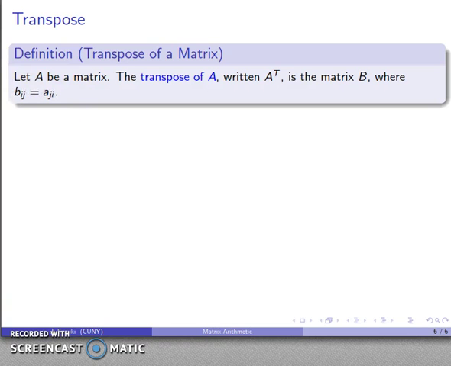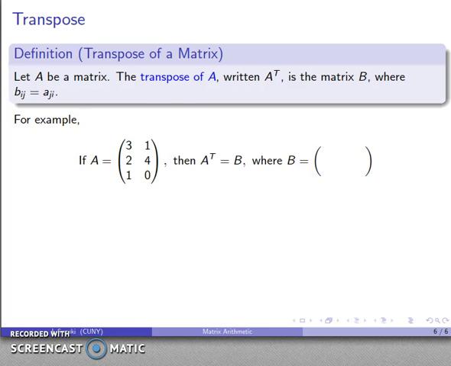Now, the algebra here isn't quite obvious in what we're doing, and so until we actually do it, it's not clear why we would call this the transpose. So this is still an algebraic operation, but it's helpful to actually see it and then get some sort of visual picture of what's going on. So for example, let's take the matrix A, looking something like this, and I'm going to find its transpose. That's going to be a matrix B, where I'll fill in the entries of B using this formula.